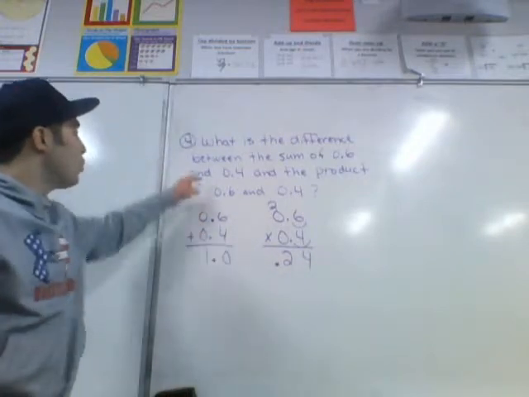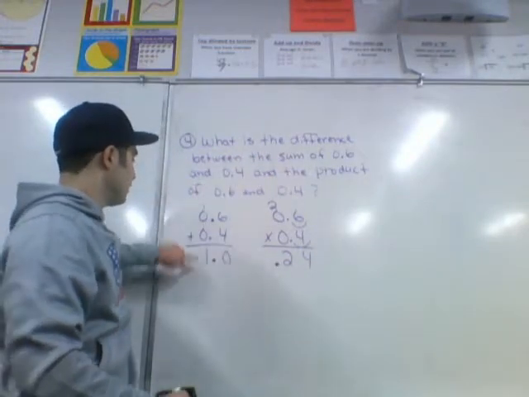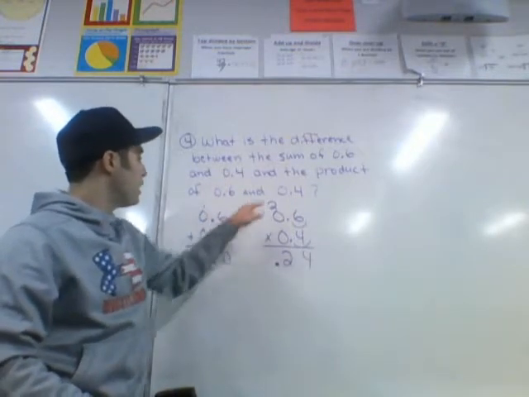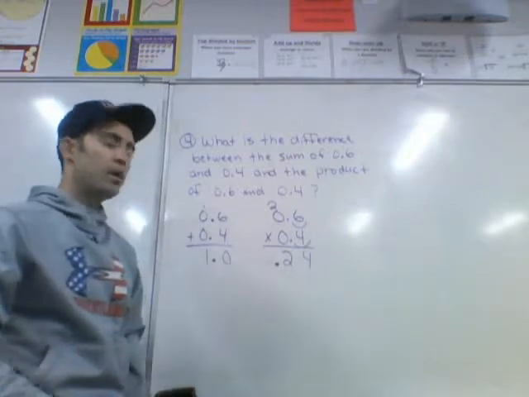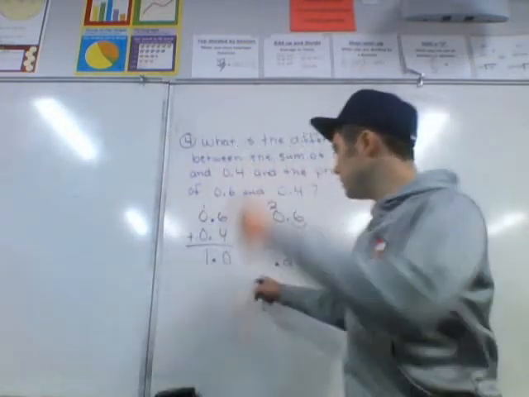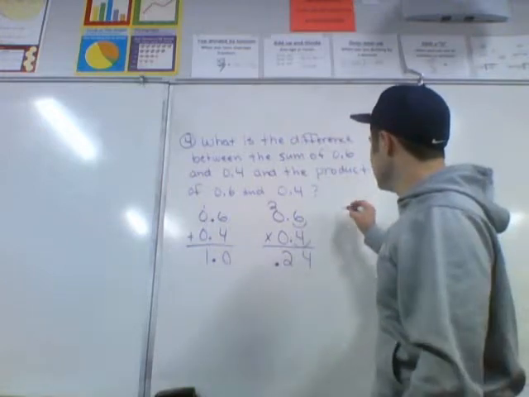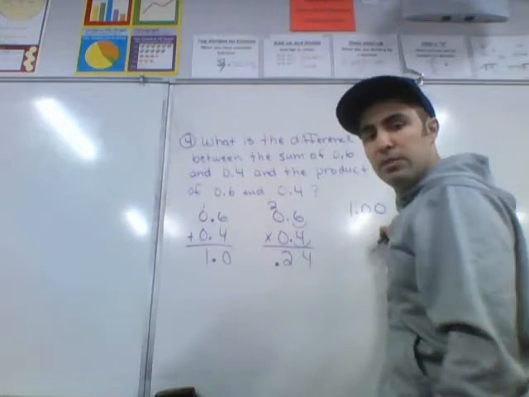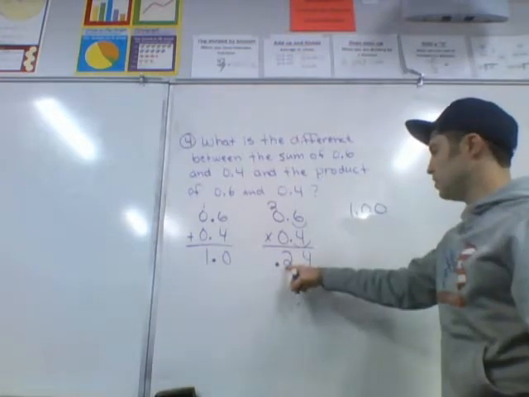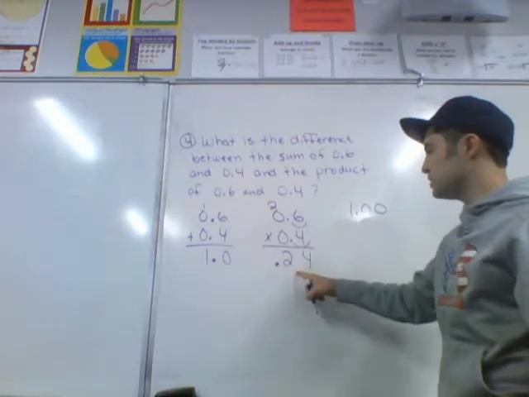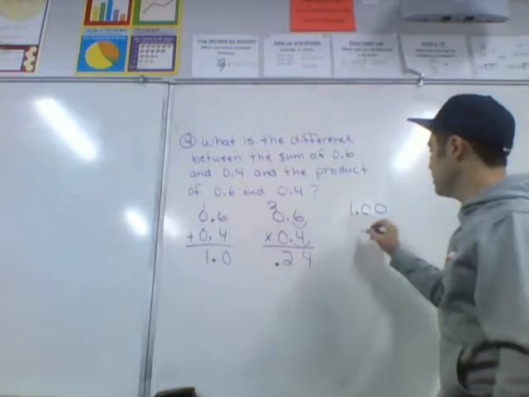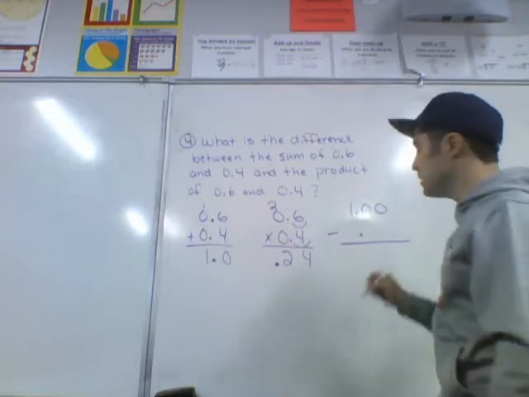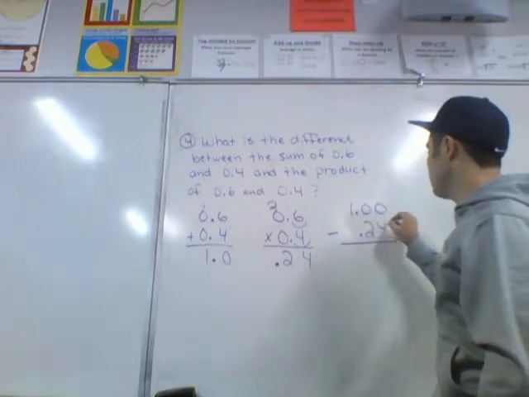Now it says, what is the difference between the sum, which is 1, and the product, which is 24 hundredths? So we got to find the difference between those. Difference means subtract. So I'm going to take 1. I'm adding 2 zeros here because I know that I need this out to the hundredths place, since this product right here is to the hundredths place. And since I'm subtracting, I go out of my way to line up the decimal point. So this is going to be 24 hundredths.